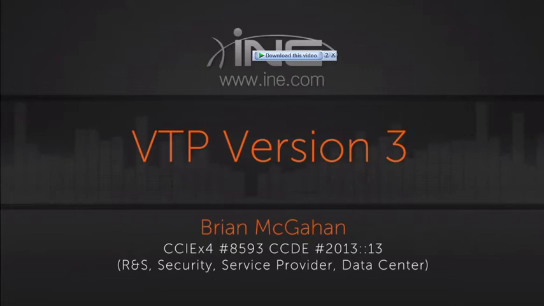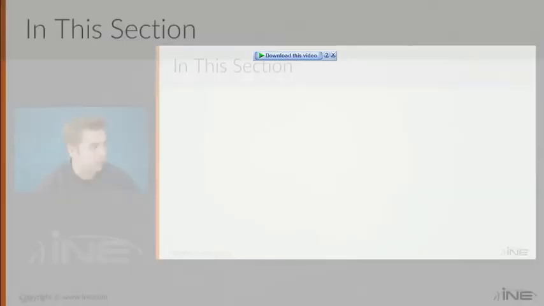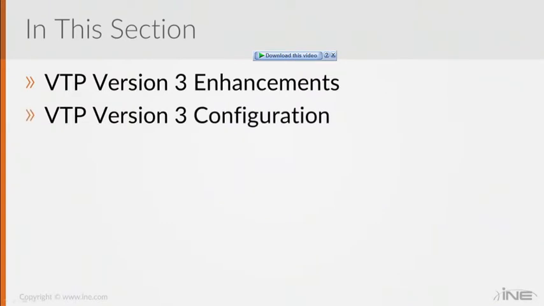In our next section, we're going to look at the VTP version 3 enhancements and see how this fixes some of the security problems that we talked about with version 1 and version 2, and then also some of the new enhancements in terms of advertising new types of information that helps to streamline the administration of the network. So specifically in this section, we're going to briefly talk about what those enhancements are and then mainly look at the configuration examples on the CLI.